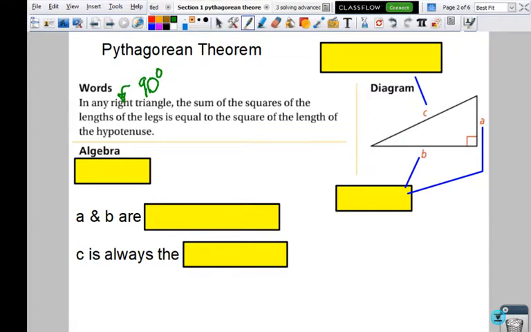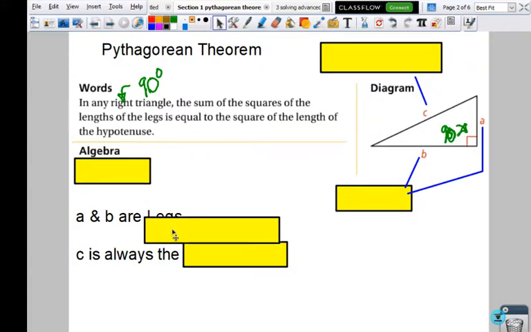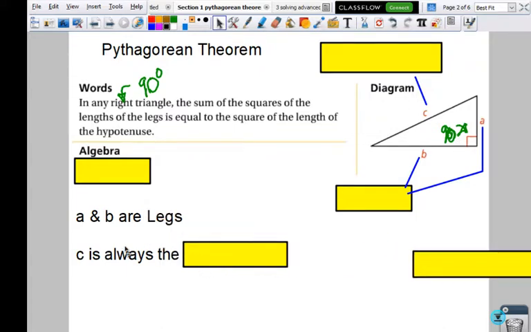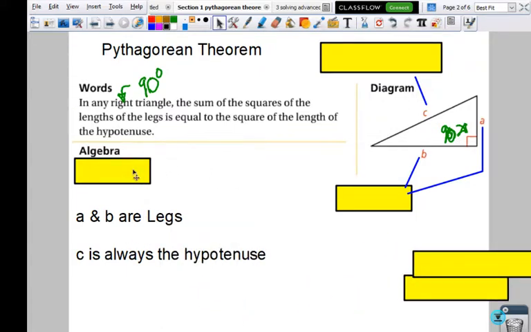Right triangle means you got a 90 degree angle, which, don't forget, in triangles, you see the little box right here? That means 90. It might look like maybe a 91 degree, but it's not, because it's got a box. And in the Pythagorean theorem, the sum of the squares of the legs is equal to the square of the length of the hypotenuse. So, a fancy way of saying, if A and B are legs, and C is always the hypotenuse, A squared plus B squared equals C squared.